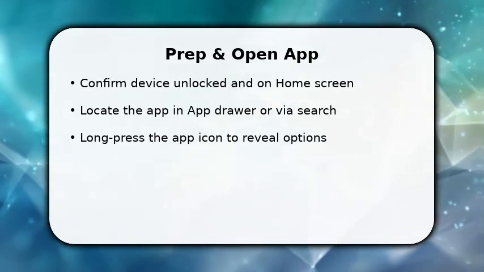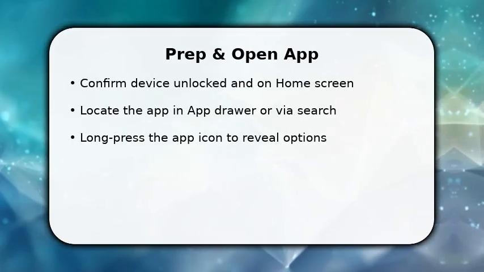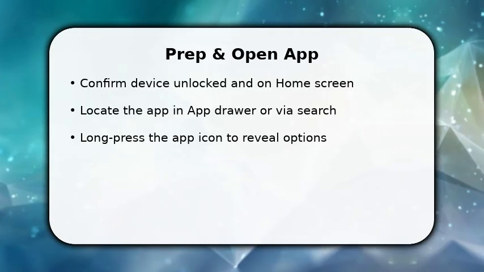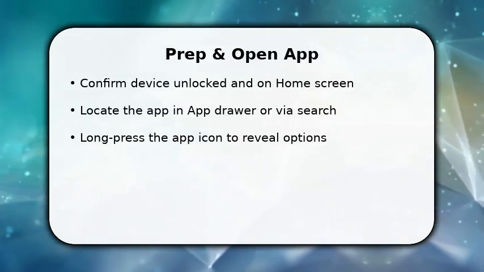You start by confirming your Android is unlocked and on the home screen. Next, open the app drawer or use search to find the app you want as a shortcut. You need the app icon visible. Once found, long press the app icon until a menu or lift animation appears.